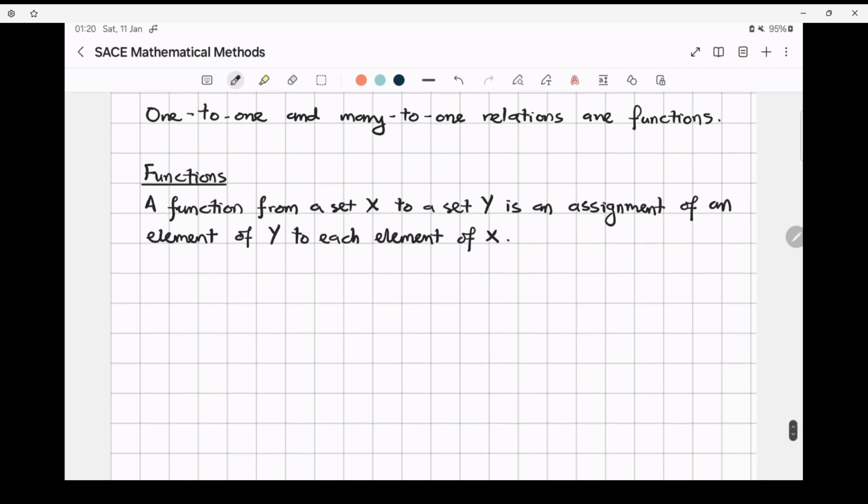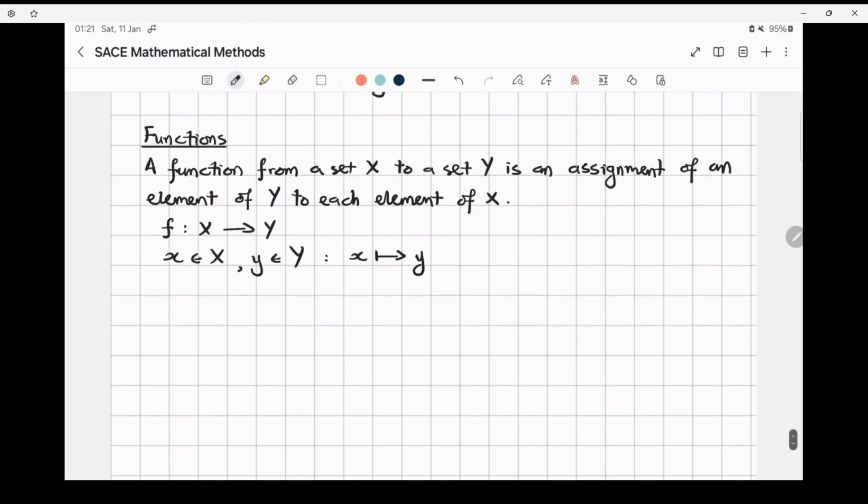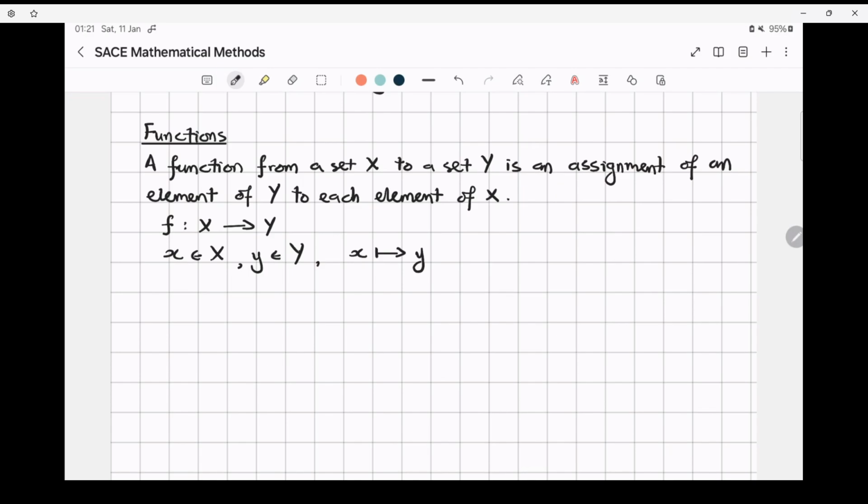So usually the notation we write is something like this: f is a function that maps X as a set to Y. Or if, let's say, x belongs to the set X and y belongs to the set Y, then you can also write x maps to the element y. So these are the two ways that we can write a function.